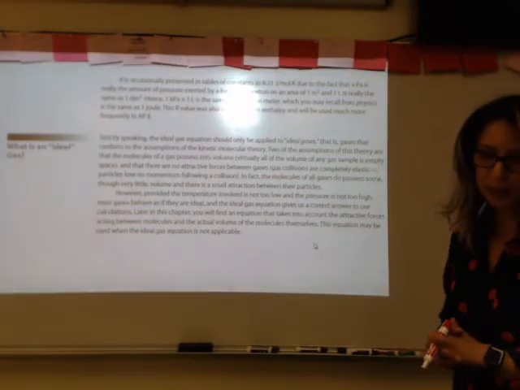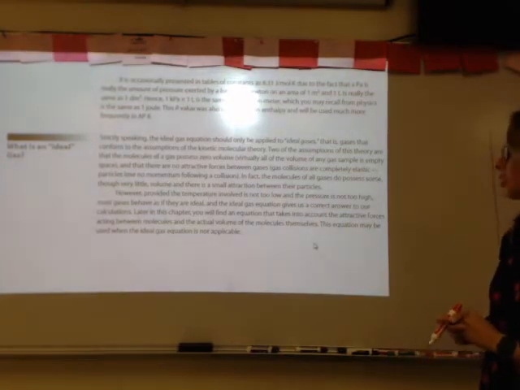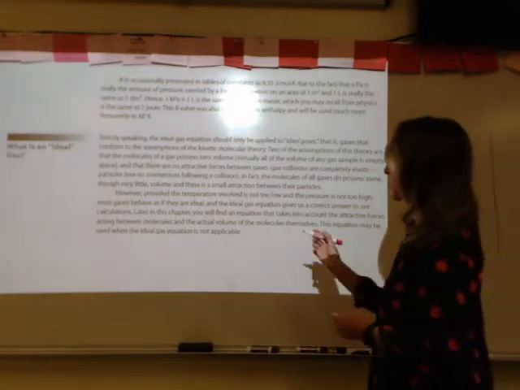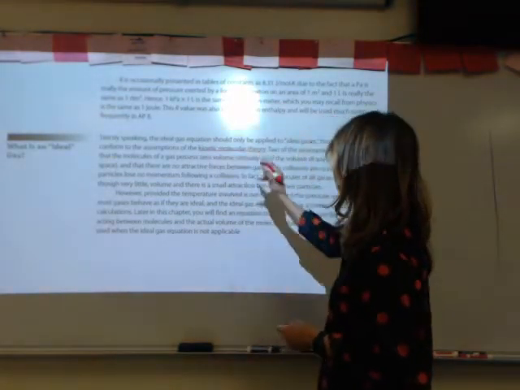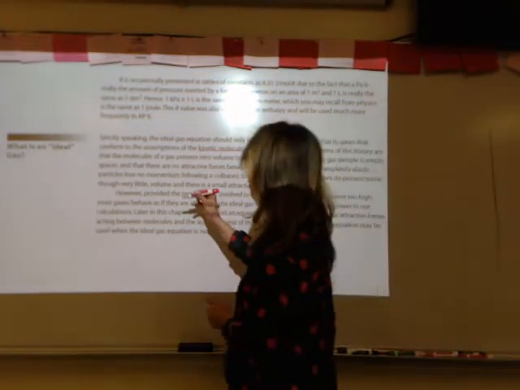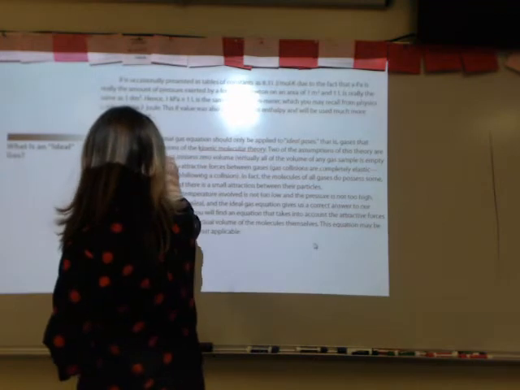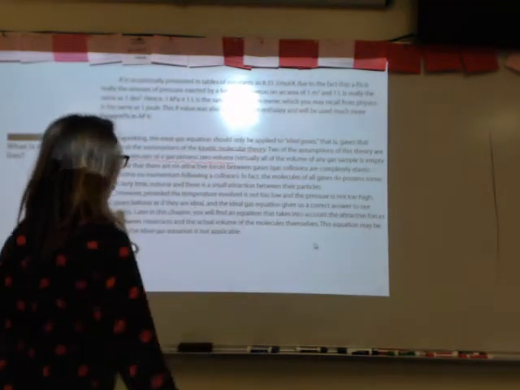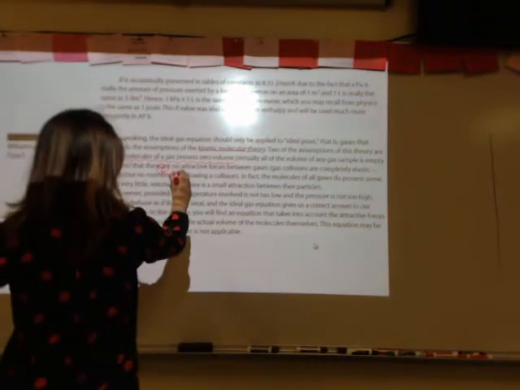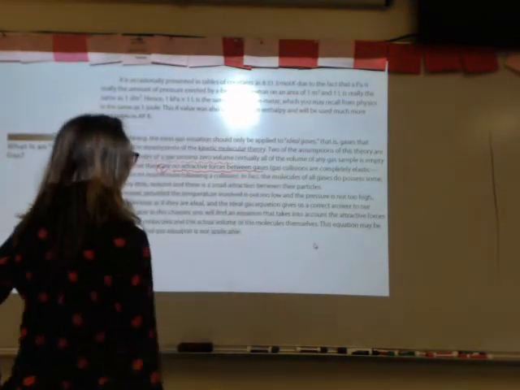Okay. The ideal gas equation should only be applied to ideal gases. What that means is gases that conform to the assumptions of the kinetic molecular theory. Two of the assumptions of this theory are, number one, molecules of a gas possess zero volume. So that means virtually all the volume of a gas sample is pretty much empty space. And number two, there are no attractive forces between gases. When gases collide, they collide elastically. That means the particles don't lose momentum following a collision.